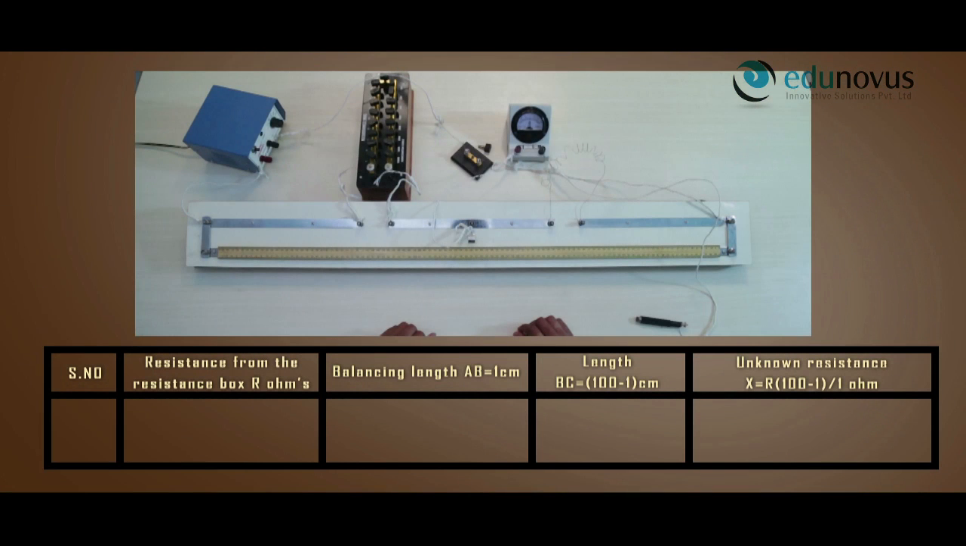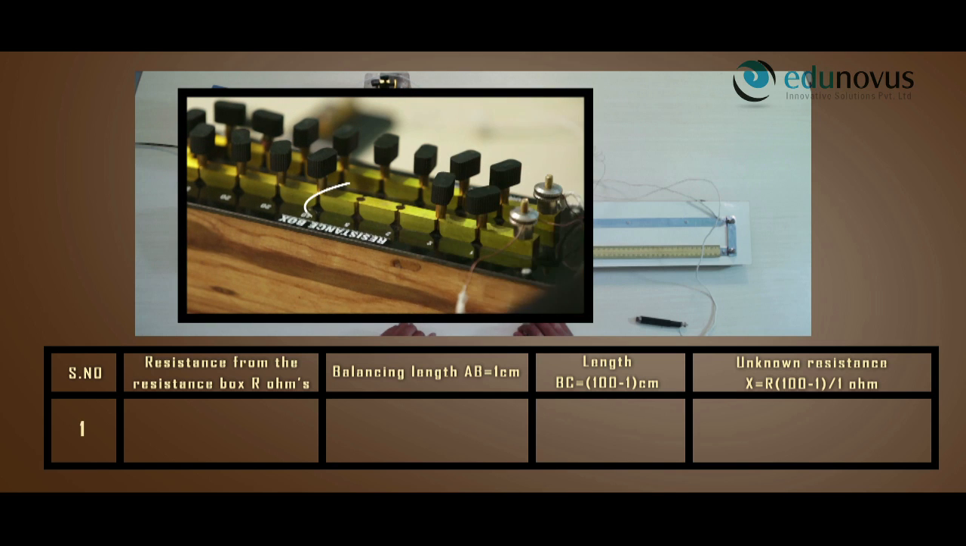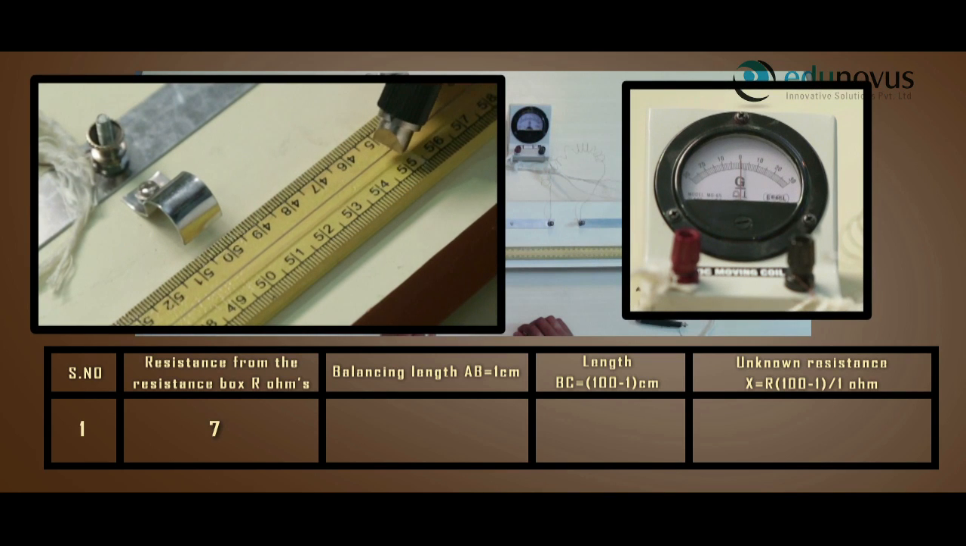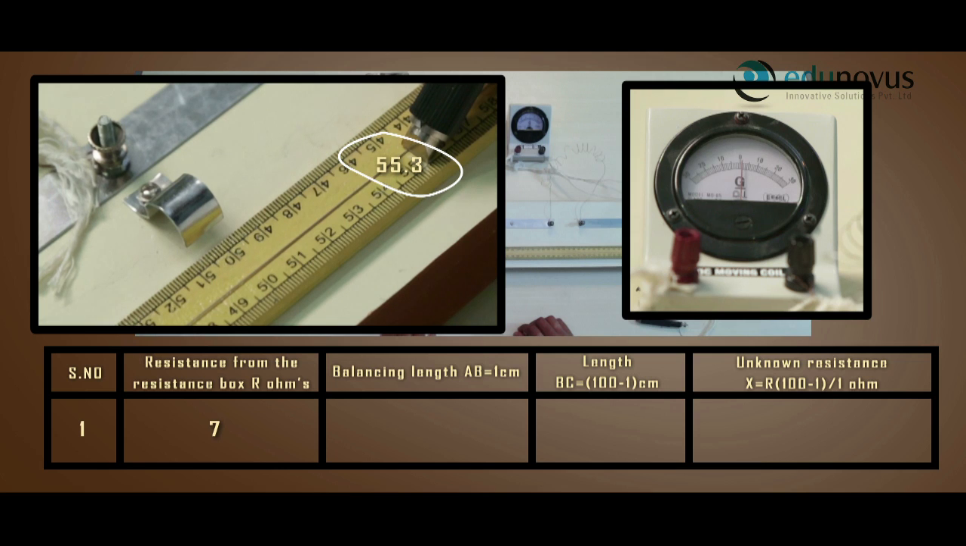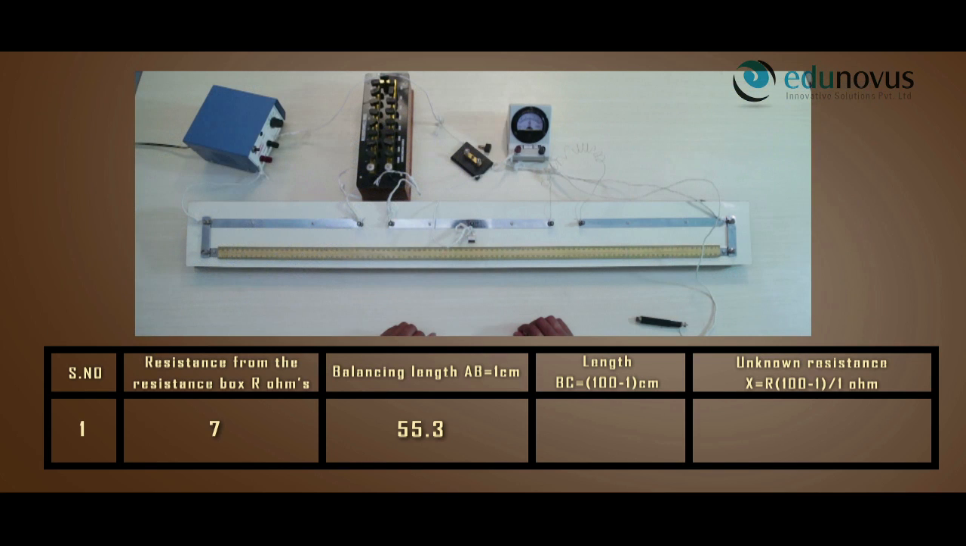Observation table for unknown resistance X. For a resistance of 7 ohm in the resistance box, the galvanometer shows null deflection when the jockey was at 55.3 centimeters. This length of the wire is the balancing length AB, L centimeters. Therefore, length BC is equal to 100 minus L centimeters, which is 100 minus 55.3 centimeters. Therefore, balancing length BC is equal to 44.6 centimeters. Unknown resistance X is equal to 7 into 44.6 divided by 55.3, which is 5.64 ohms.